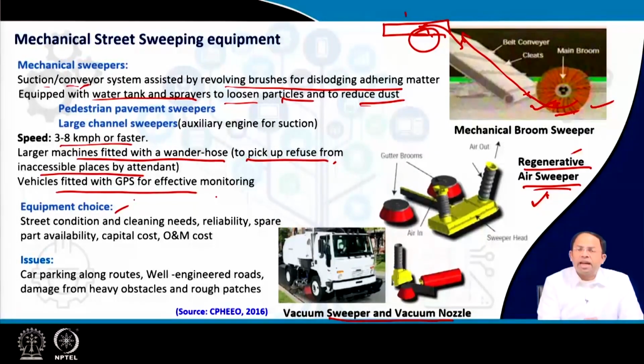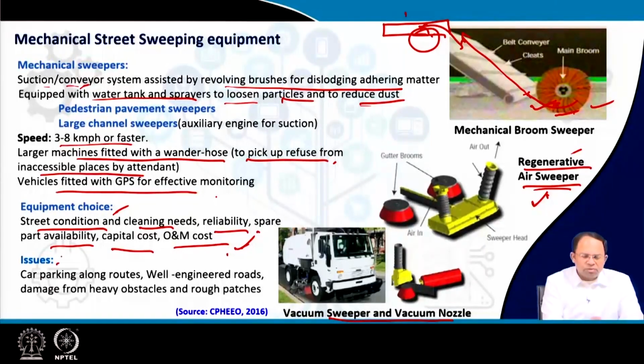Now which kind of vehicle is suitable, what scale of vehicle is usable? Again, there are different kinds of scale. There are small size vehicles, there are large size vehicles, and so on. It depends on capacity, speed and the efficiency of that particular vehicle. Street condition and cleaning needs, reliability of the vehicle, spare parts availability, capital cost, operation and maintenance cost, all these things play a role in determining what sort of vehicle would be suitable for my urban area.